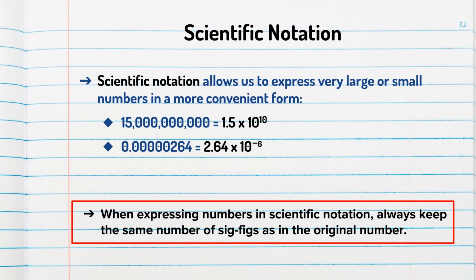When expressing numbers in scientific notation, always keep the same number of sig figs as in the original number. So in that first number, 15 billion, we can see that there are 2 significant figures. So I have 2 significant figures in my scientific notation. In that second number, I can see that I have 3 significant figures, so I'm going to keep 3 significant figures in my final scientific notation.